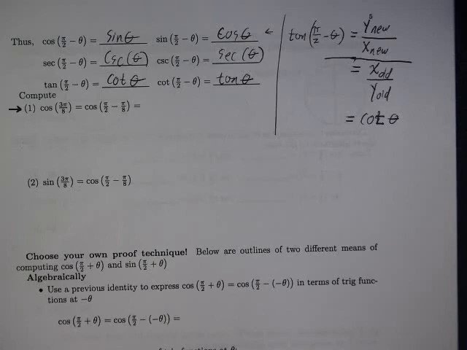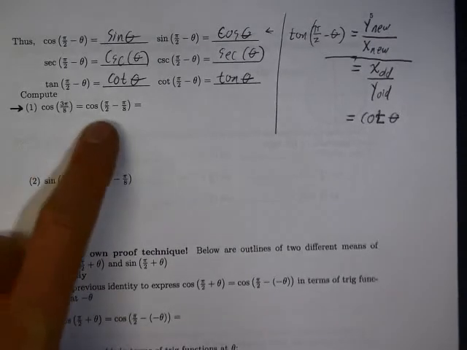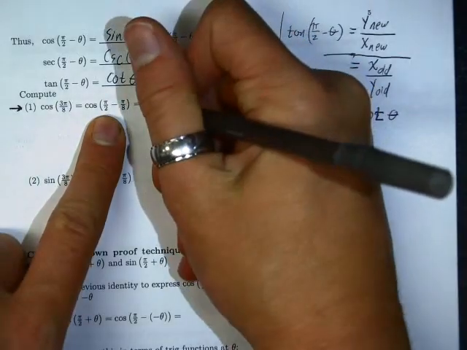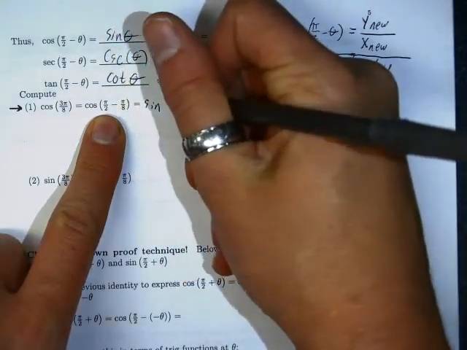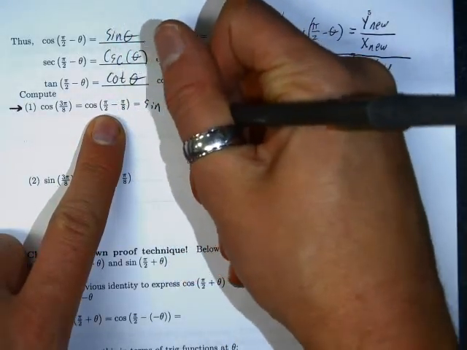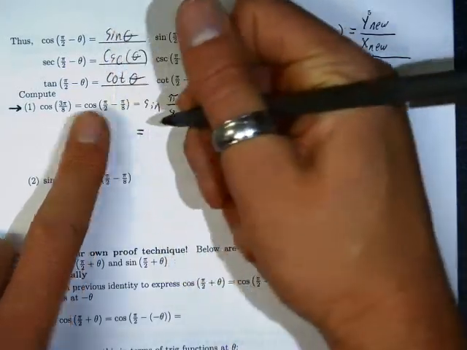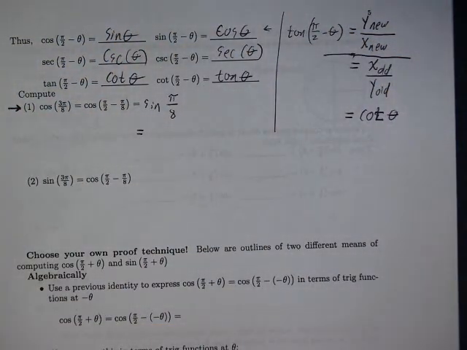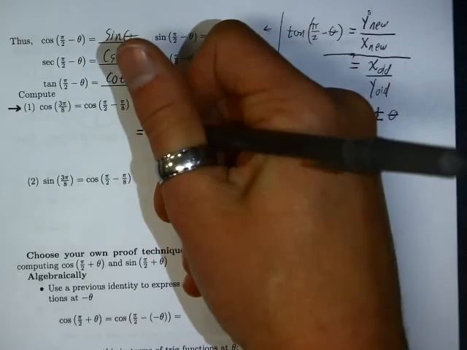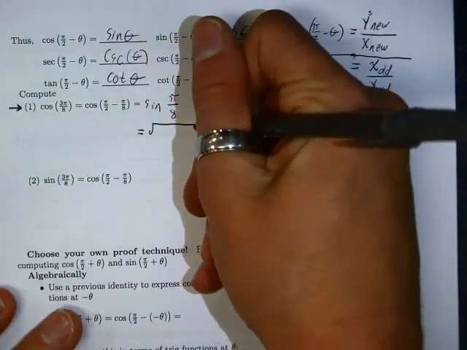Do we have a formula for what happens to cosine when I do pi over 2 minus an angle? Yeah, what happens to it? It becomes sine. So the cosine of pi over 2 minus pi over 8 should be the same thing as the sine of pi over 8. Is the sine of pi over 8 a number that we know? What is the sine of pi over 8?